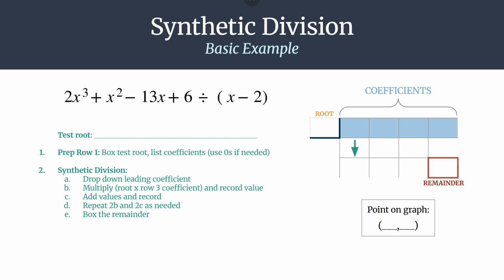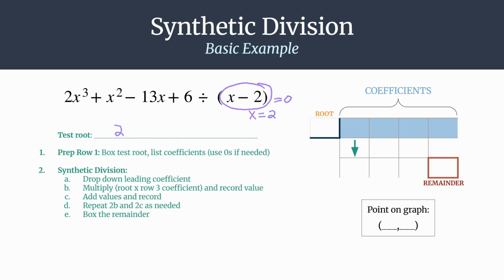In this video, we'll do a quick example on how to do synthetic division for polynomials. So we'll divide 2x to the third plus x squared minus 13x plus 6 by x minus 2. So the first thing we need to know is we need to find the test root. And all we have to do that is take this binomial x minus 2 and set it equal to 0. So our test root is going to be 2.